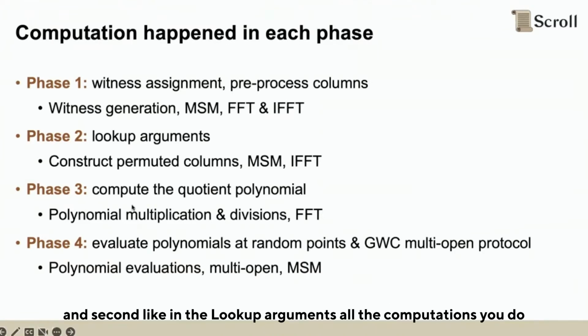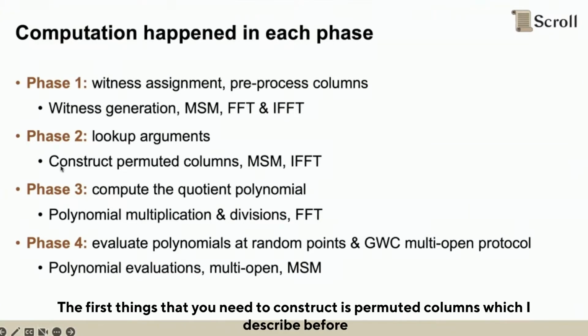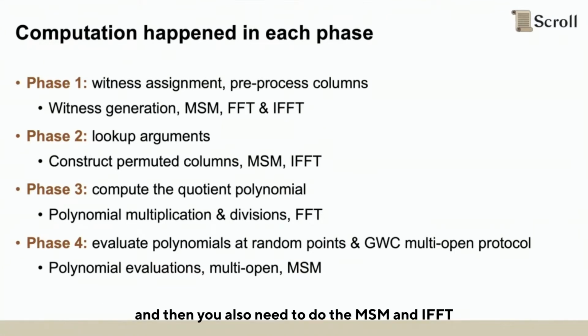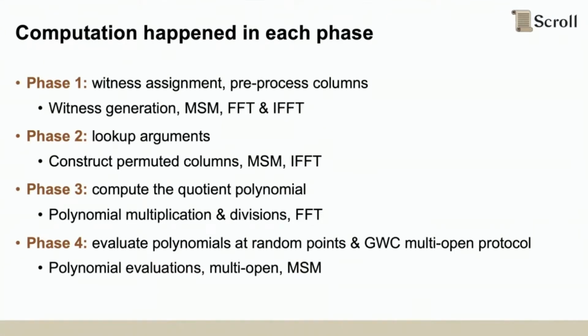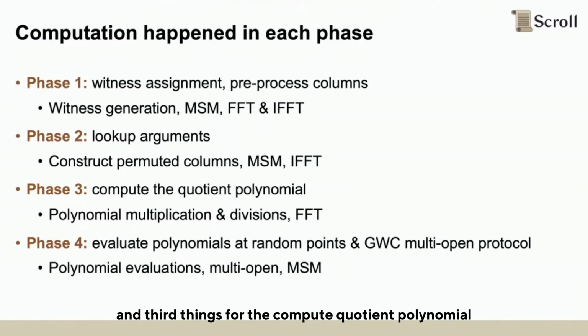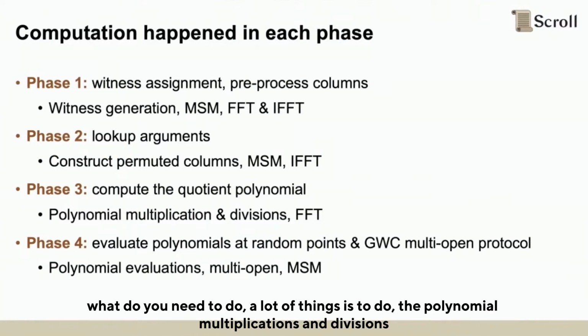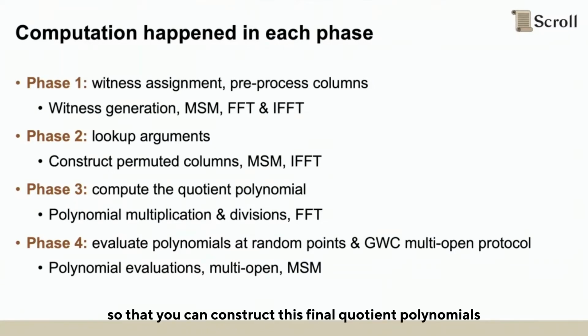Second, in the lookup arguments, the first thing you need to do is construct the permuted columns, which I described before. Then you also need to do the MSM and IFFT. Third, for computing the quotient polynomial, a lot of what you do is polynomial multiplications and divisions so that you can construct the final quotient h(X) polynomial. There is also some FFT inside phase 3.